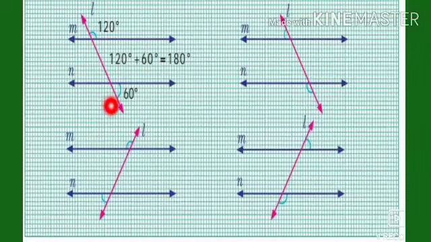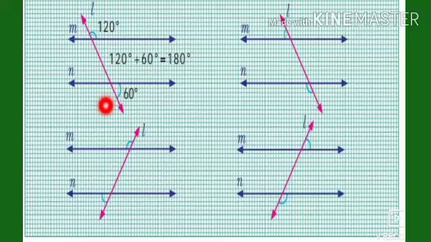And here what about this part of linear pair of angles? Since they are in linear, these two angles are linear pair of angles, we can easily find the unknown angle by the sum x degree plus 60 degree is equal to 180 degree. That is 180 minus 60 is 120 degree.